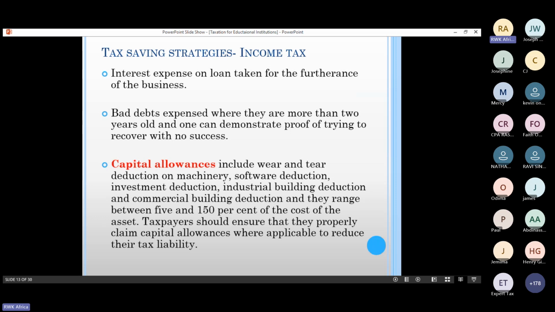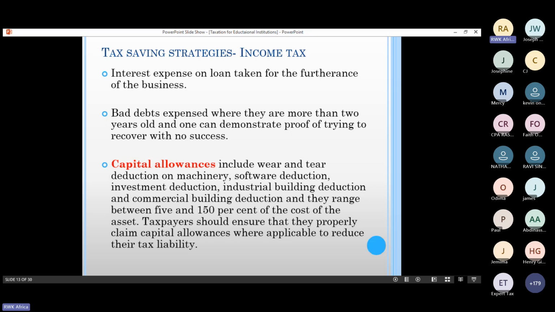We check on the tax saving strategies. So the tax saving strategies, we are going to talk about the income tax and the PAYE as well, which are our major taxes.